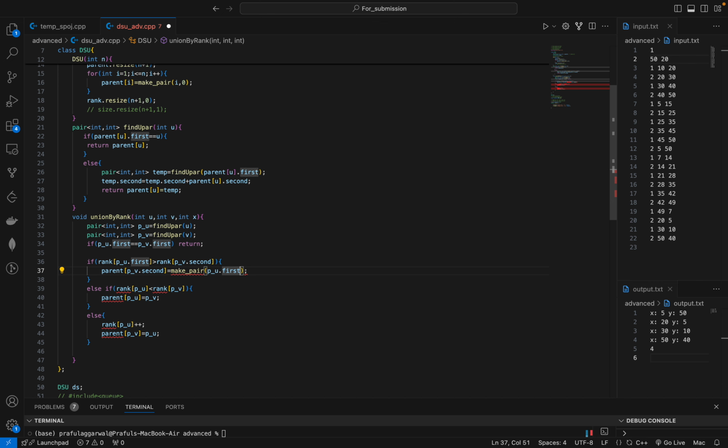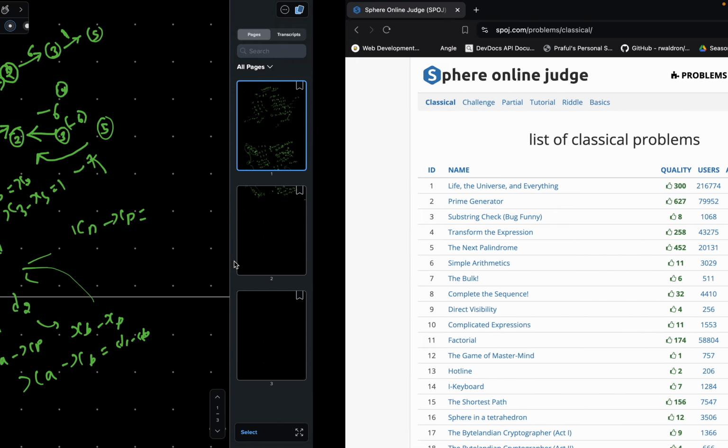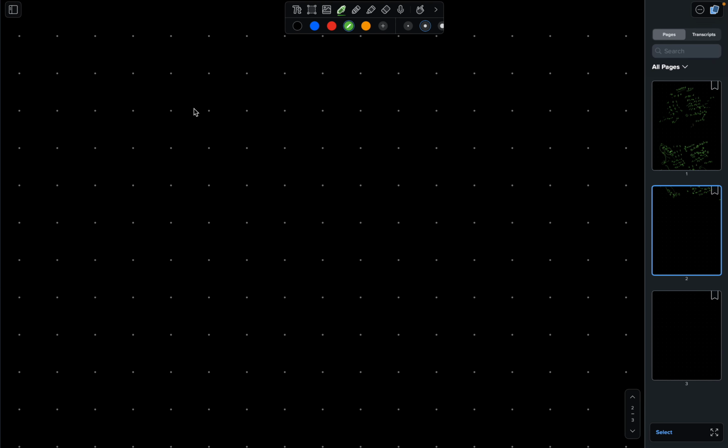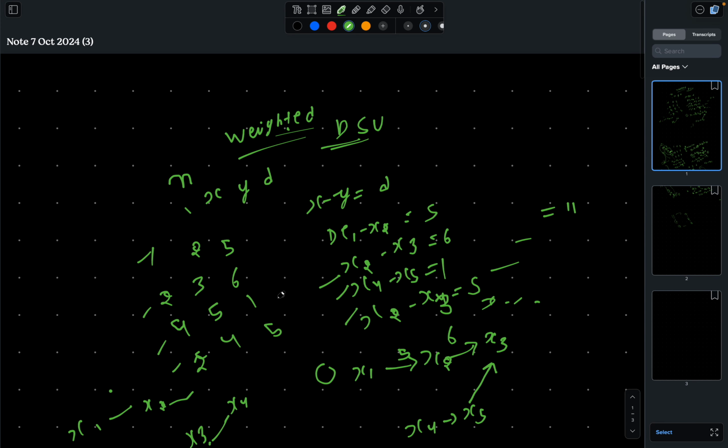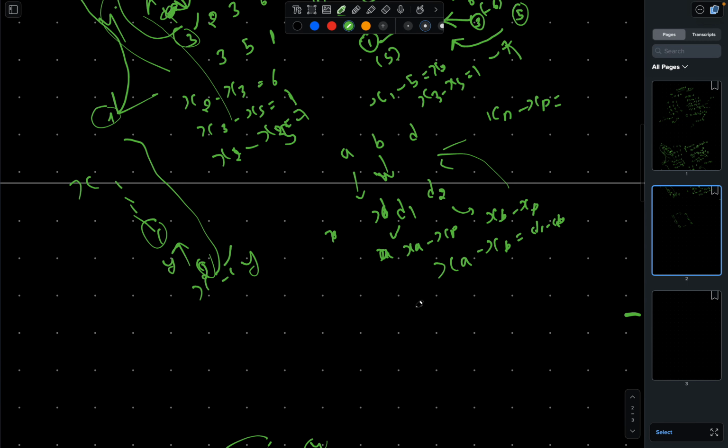So how do you think we can get the distance? Say we have these graphs. Now imagine we get an edge here. Now we want to merge this to this. How do we get the distance? So when we get the ultimate parent, what will we get? Like we initially discussed, it gives us xa minus xp, right?